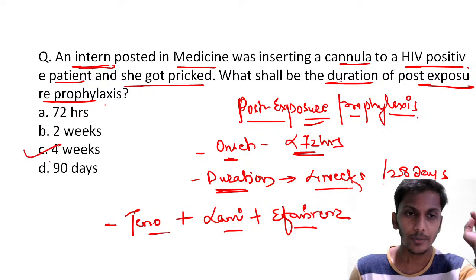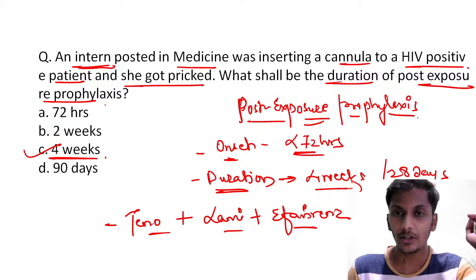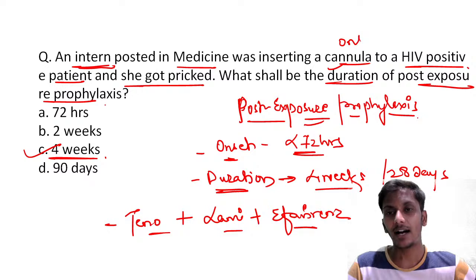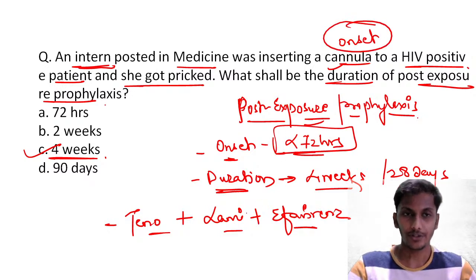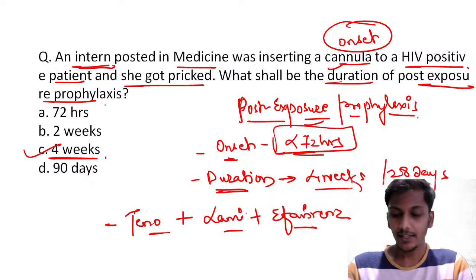So the answer here would be option C, 4 weeks, because they are asking about duration. If they had asked about onset, then your answer would have been 72 hours. Important. I hope now everything is clear to you.